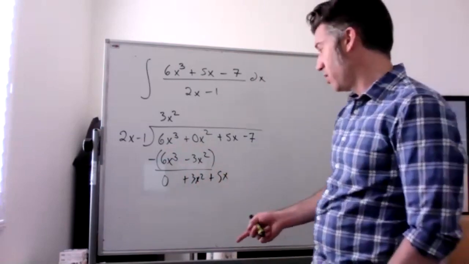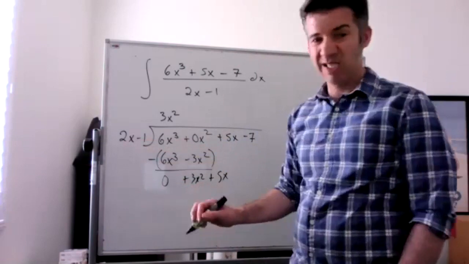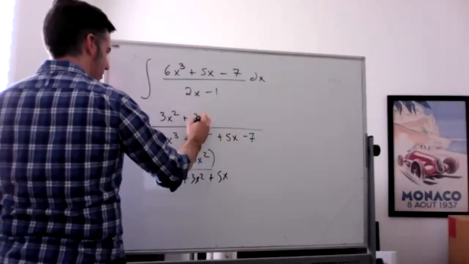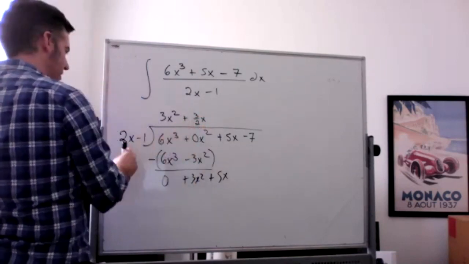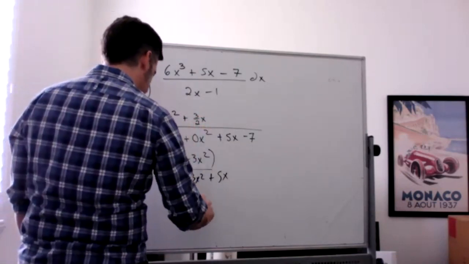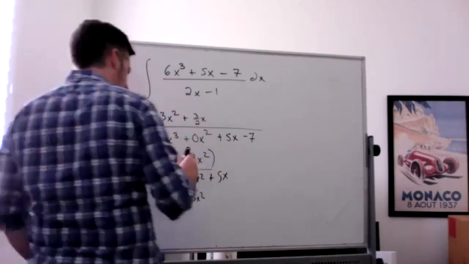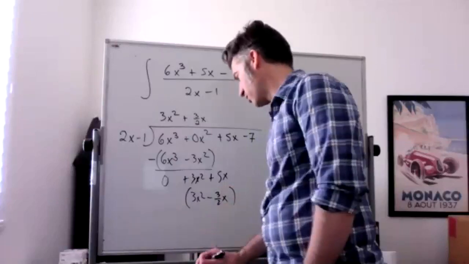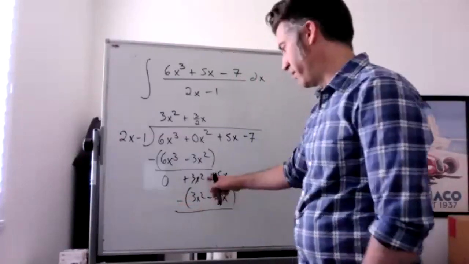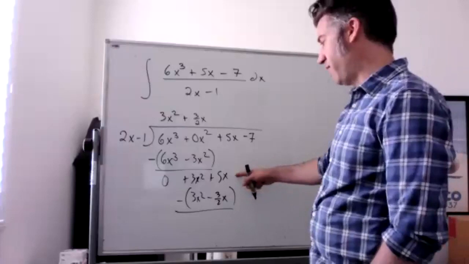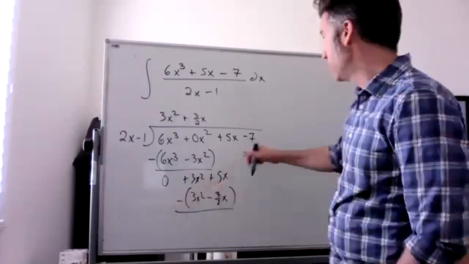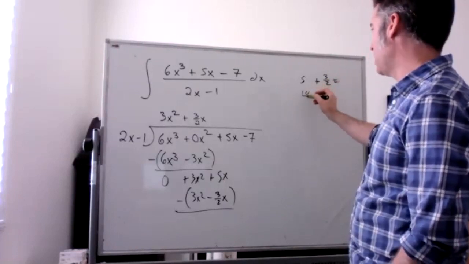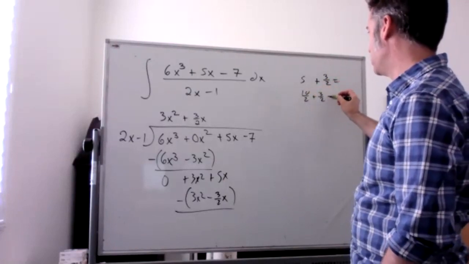So I didn't plan this one ahead. What do you multiply by 2x to get 3x squared? It's going to be 3 halves x. 3 halves x times 2x is going to be 3x squared. And 3 halves x times 1 is going to be minus 3 halves x. Okay, we subtract. 3x squared minus 3x squared is 0. 5x plus 3 halves x. So 5 plus 3 halves is 10 halves plus 3 halves, which is 13 halves.